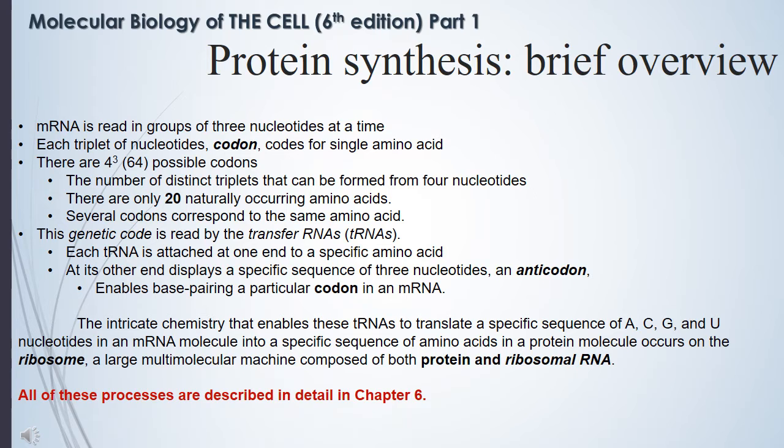Review question 1. Please list 3 differences between RNA and DNA.